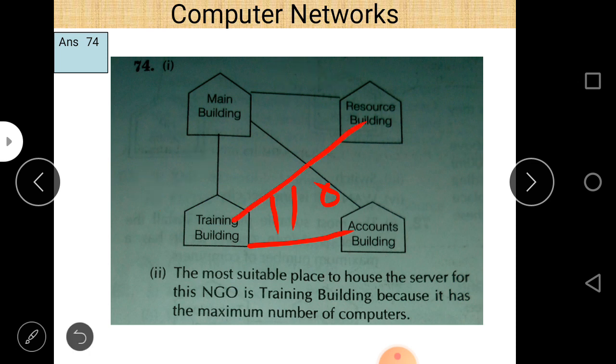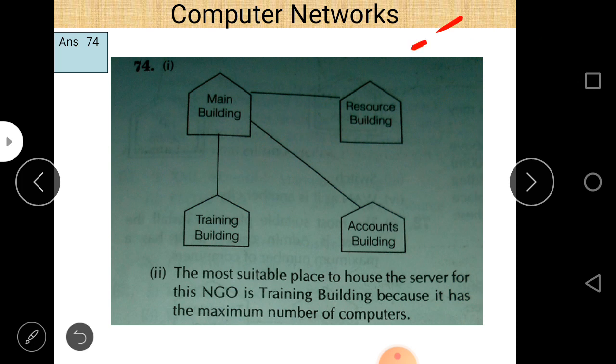Our answer is this: training building to resource building, or resource building to training building, 125 meter, and training building to main building 40 meter. So remember our answer: 110, and 110 plus 40 is 150, 150 plus 125 is 275... and so on. Our answer is 375. So we use a cable length of 375.